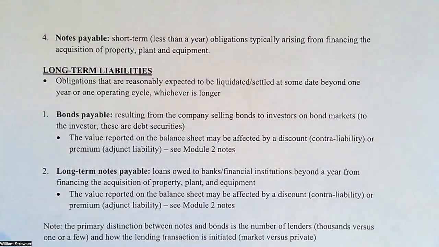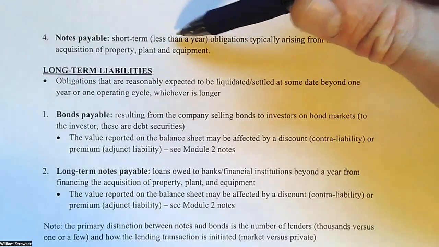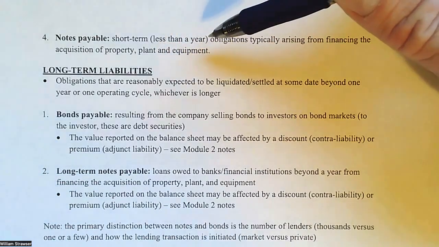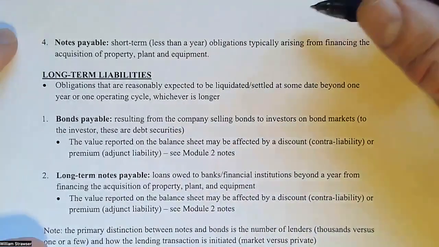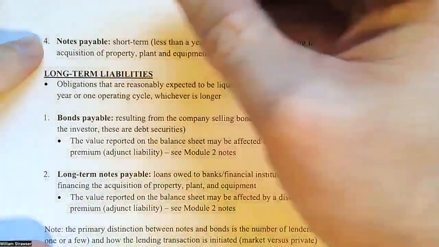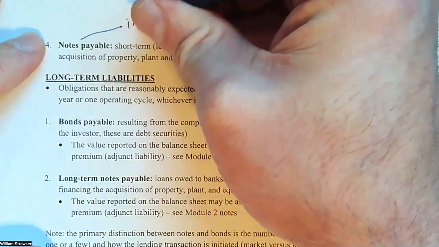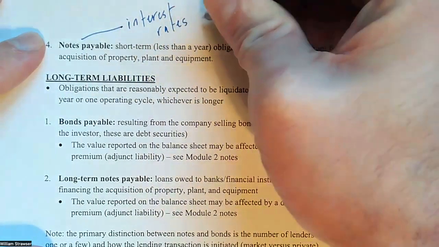The final item that can be short-term is a note payable. Some notes are payable or will become payable in less than a year. And again, a very big distinction between notes payable and accounts payable. Don't get the two confused. Notes tend to have interest rates attached to them. Accounts do not.